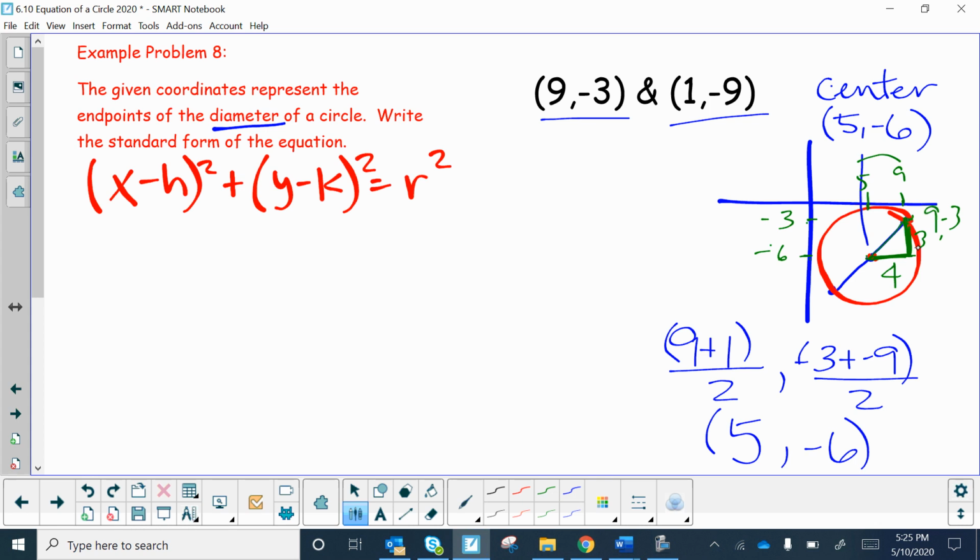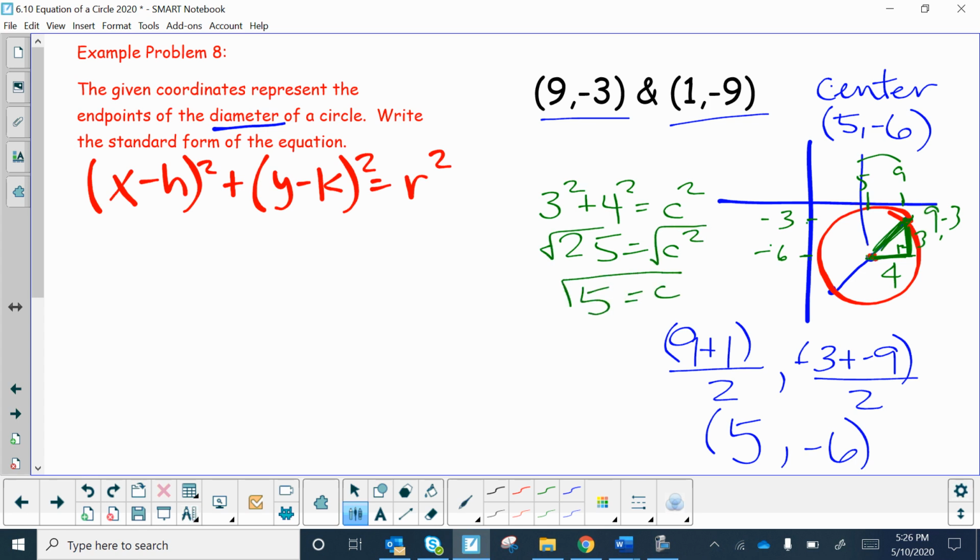So if that's 3 and that's 4, I can just do 3 squared plus 4 squared equals c squared. And that'll give me the length of that radius right there. So 3 squared plus 4 squared, 9 plus 16, that's 25. Square root, c equals 5, which means the radius is 5.